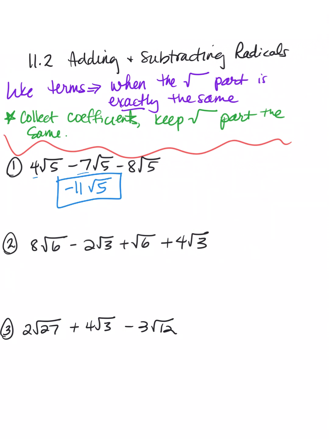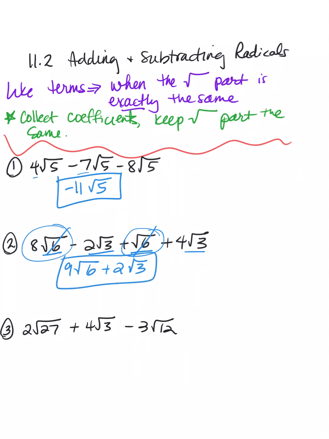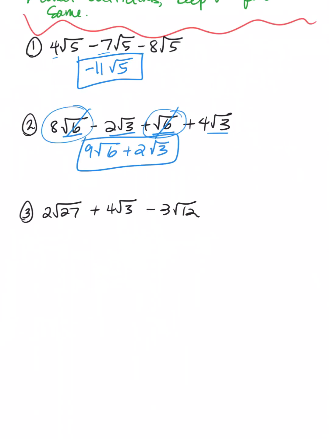Look at number 2. I want to get the radicals together that are the same. So this one is the square root of 6, this one's square root of 6. So I can combine this one and this one. Well, 8 plus 1 is 9 square roots of 6. So those two are taken care of. Now I can collect these two because they are the same. They both have square roots of 3. Negative 2 plus 4 gives me a positive 2, and I have square roots of 3. So I can leave my answer just like that.